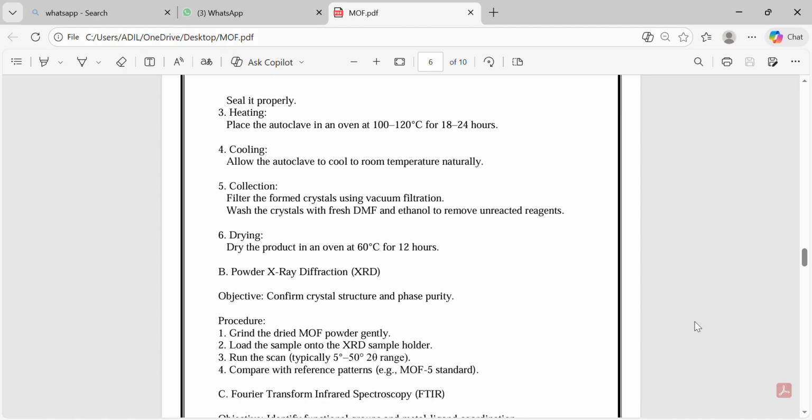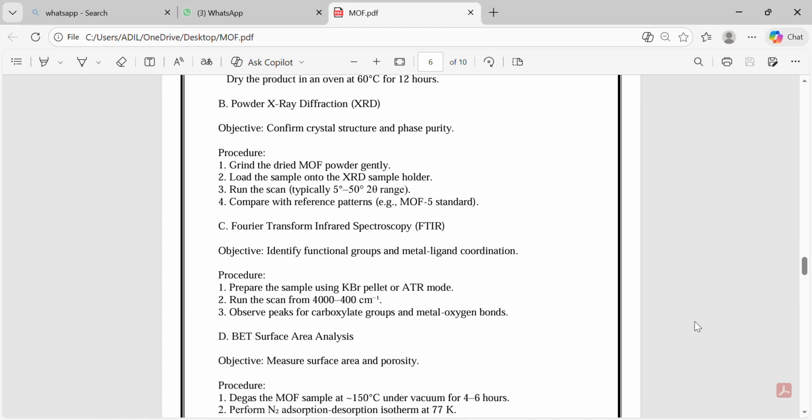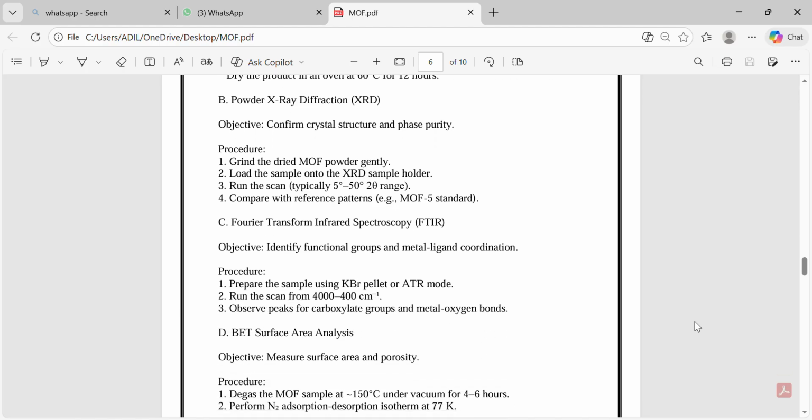At the end, we can dry. In this process, we put the washed crystals in an oven at 60 degrees Celsius for 12 hours to dry them completely. Now we can study the powder X-ray diffraction, XRD.